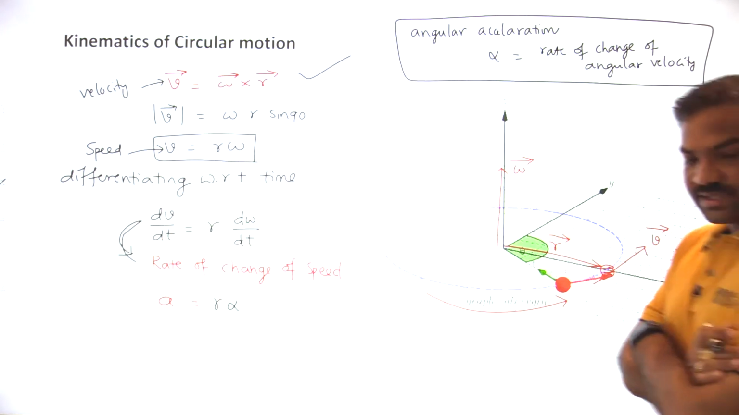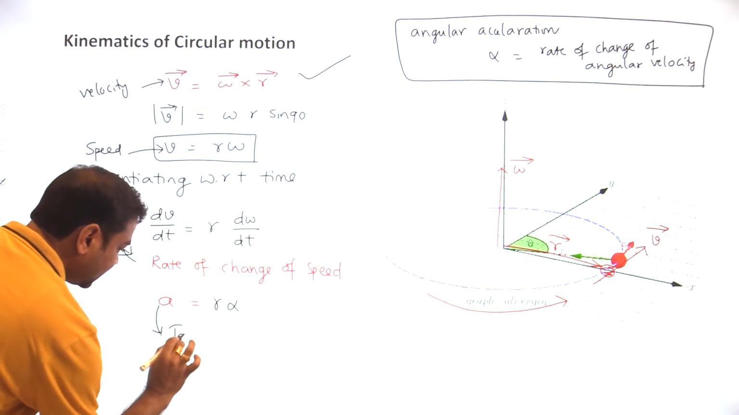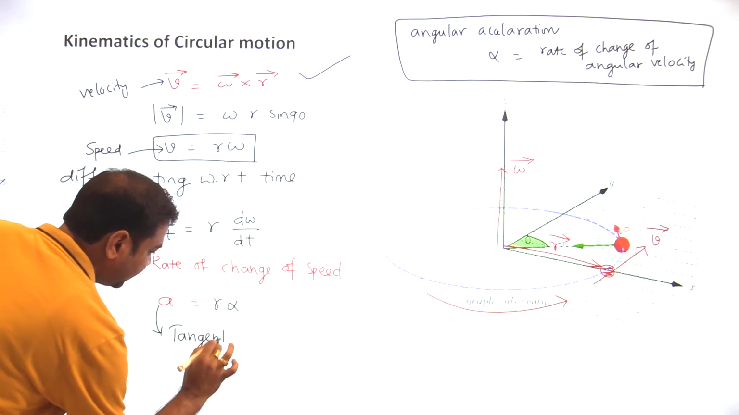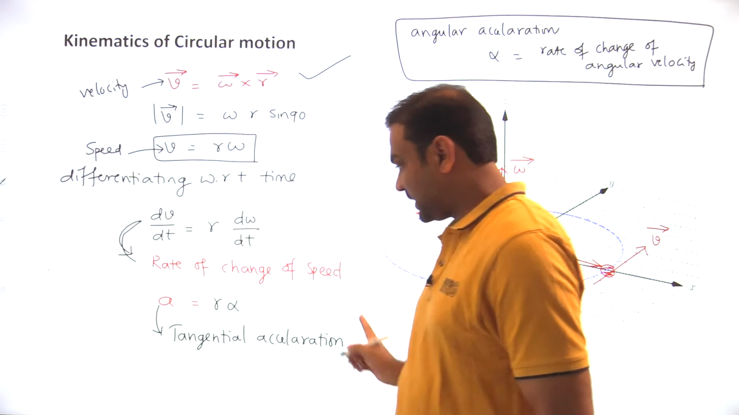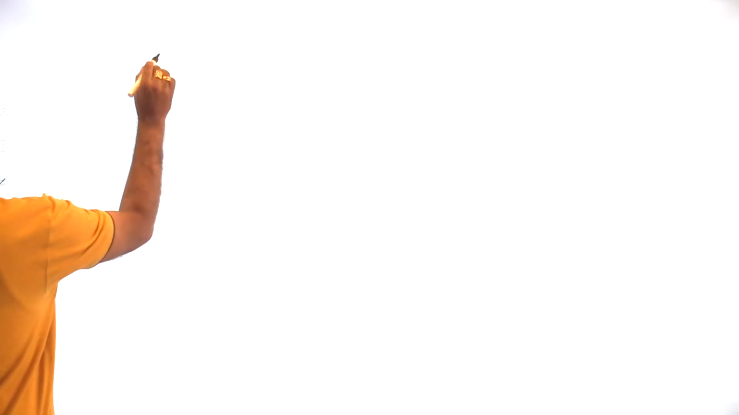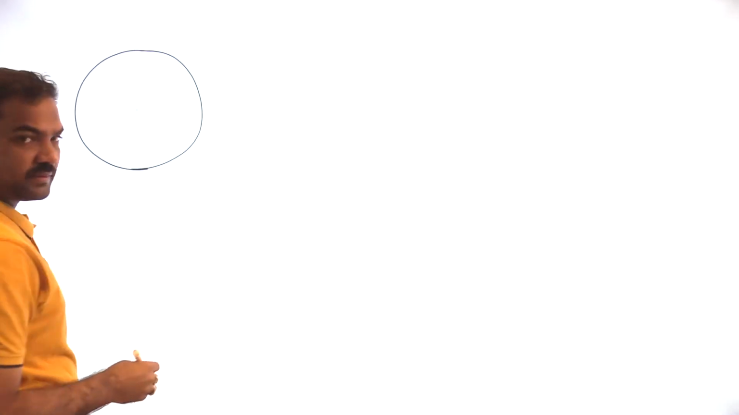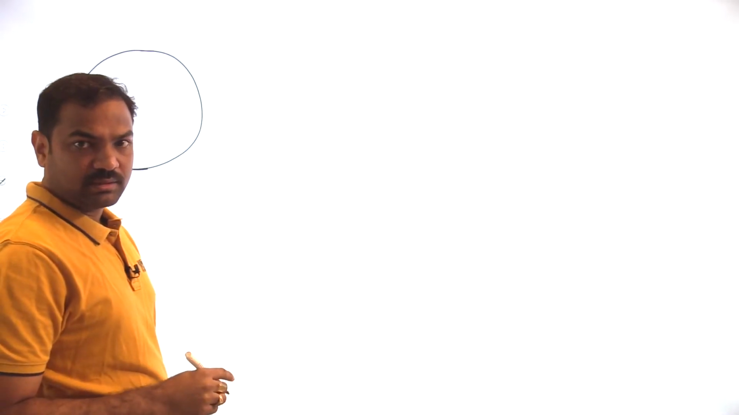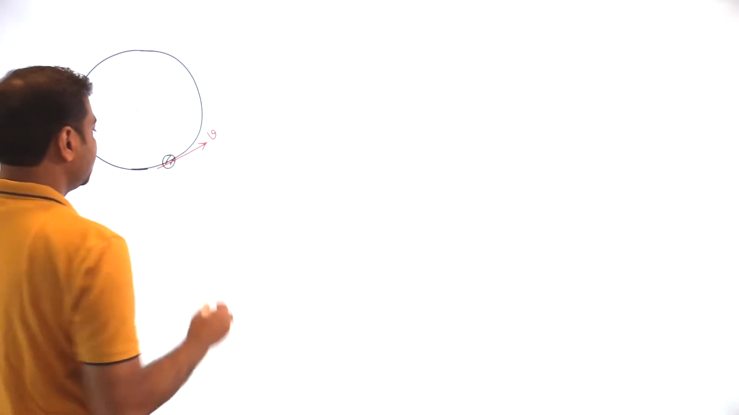So a is equal to r alpha, we got. This particular acceleration we call tangential acceleration. Ultimately, in circular motion, I'll talk about this tangential acceleration. You can have three situations when a particle is moving in a circular path. Suppose this is the particle and it has speed v. The velocity direction keeps on changing.